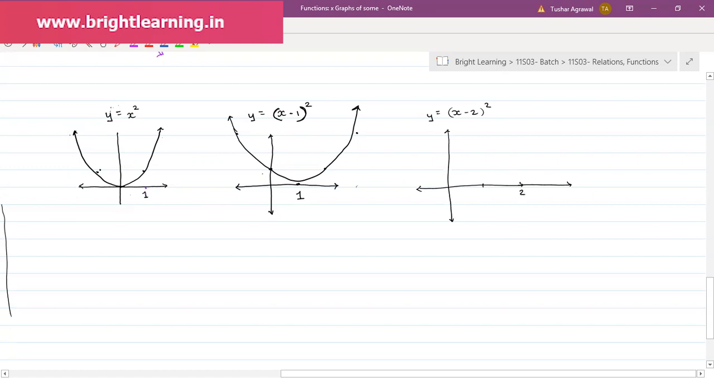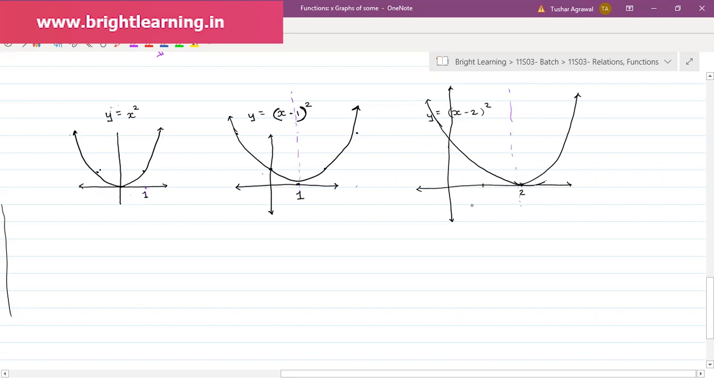So x equal to 1, and here the graph will be there. My drawing is not perfect, it will be a U shape, so don't bother about my drawing. It's completely symmetrical about the vertical line x equal to 2.